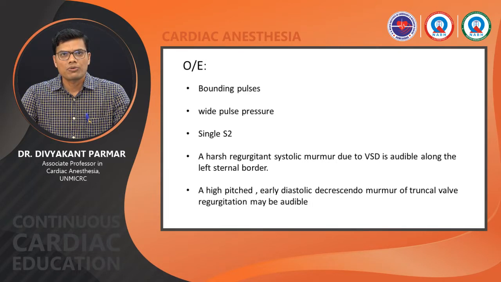There is a hyperactive precordium. Then there is a single second heart sound due to the single semilunar valve. Then a harsh regurgitant systolic murmur is present at the left sternal border due to VSD. Then a high pitched early diastolic decrescendo murmur of truncal valve regurgitation may be audible.